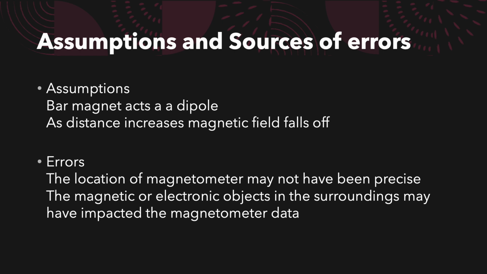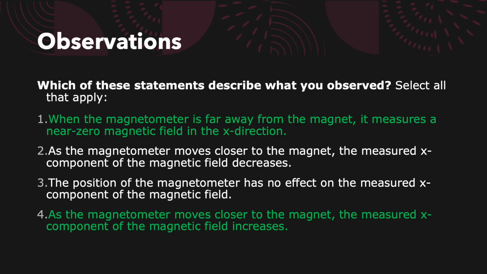Next up are the assumptions and sources of errors. The assumptions I made are the bar magnet acts as a dipole, and as distance increases, the magnetic field falls off. The errors I could have encountered are the location of the magnetometer may not have been precise, and magnetic or electronic objects in the surroundings may have impacted the magnetometer data. Next up are observations: which statements describe what you observed. We're asked to find out which is true and which is false. Number 1 and number 4 are true as they follow the distance dependent formula.